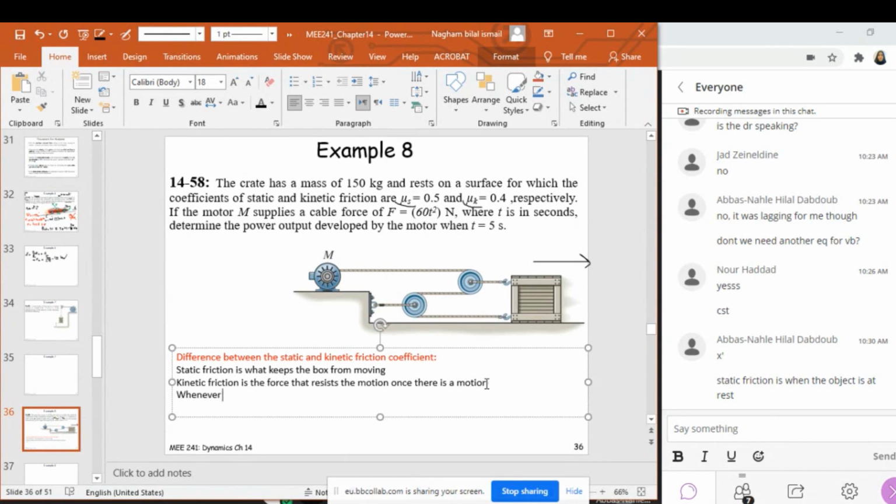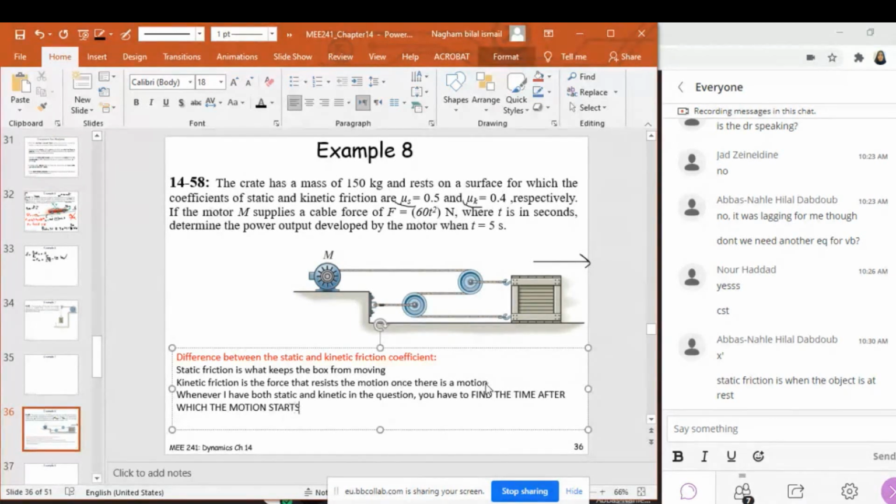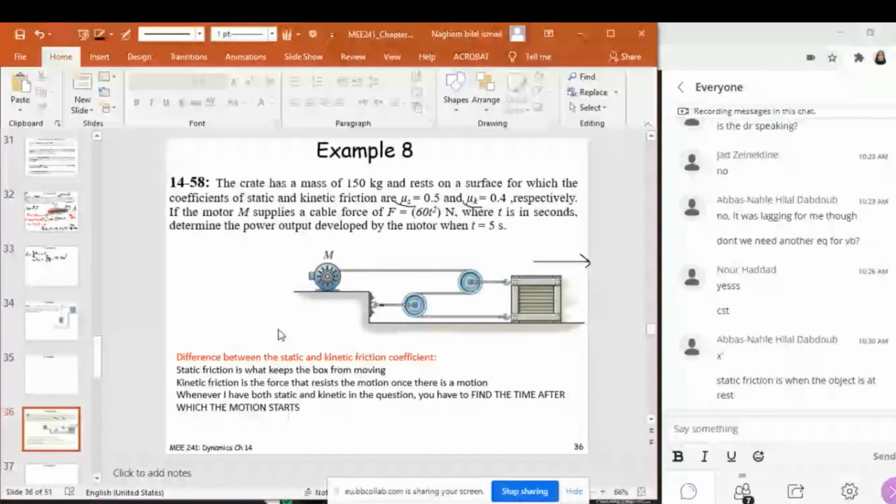Whenever I have both static and dynamic or kinetic in the question, you have to find the time after which the motion starts. How can I find this time? We're gonna see how now. Okay, guys? So that's it. Let's duplicate it and start solving.